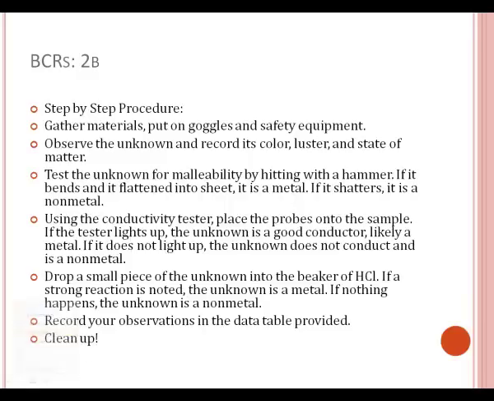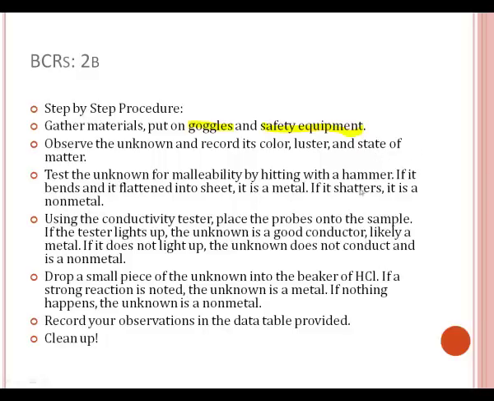So now that we've written our procedure, we can go through and highlight the things that we need. So we're obviously going to need our goggles. We're going to need our safety equipment. So that's closed-toed shoes, gloves, any of that kind of stuff. For the next step, we're observing the unknown and recording its color, luster, and state of matter. Well, we don't need anything for that. We just need our eyes.